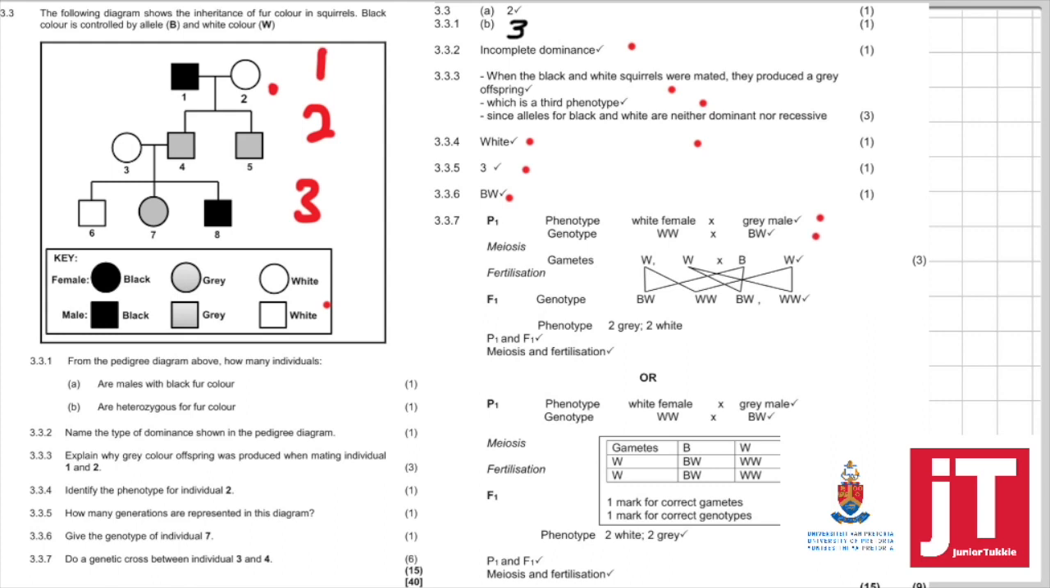Then you write the words meiosis, fertilization. You have P1, F1, meiosis, fertilization gives you a mark. And look at the gametes. Big B, big W, big W, big W, and then this is your answer. Big B big W, big B big W, and big W big W, big W big W. So it's 2 white, 2 grey, which is a 50% chance. Make sure you have these marks here. The P1 and F1, meiosis and fertilization, are always easy marks for you to gain.